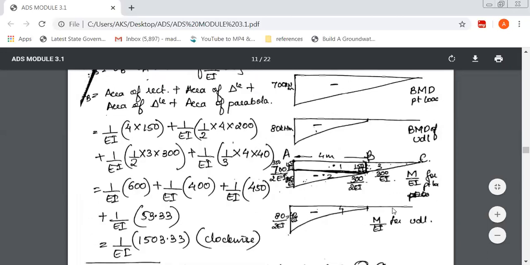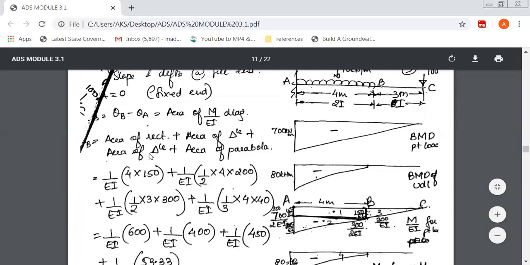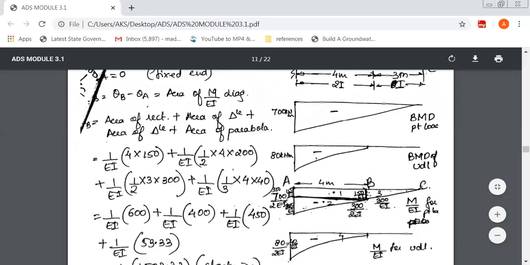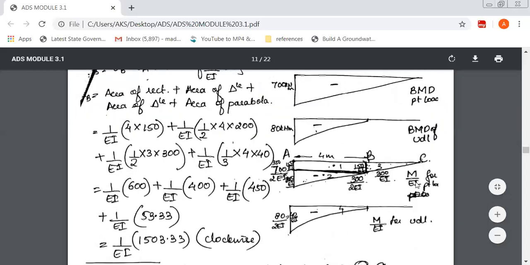Now these are the two important diagrams which we'll be using to find theta C and delta C. Okay, so after you draw this, next is just using this diagram for simplification. So let's start one by one. First thing is we have to find delta C and theta C. Theta C is this portion, the deflected portion. You have to find this theta C. So it is nothing but the area of the M over EI diagram.